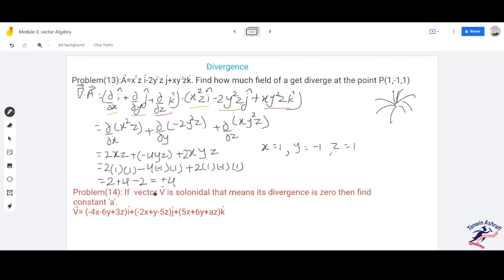Okay. In the next problem, what we are doing is with the vector. If it is a vector solenoid, that means the divergence is 0. Del operator working on V, del dot V is equal to 0. Then find the constant a in the equation of V. I will leave this for you. You find it and tell us what the constant a will be.